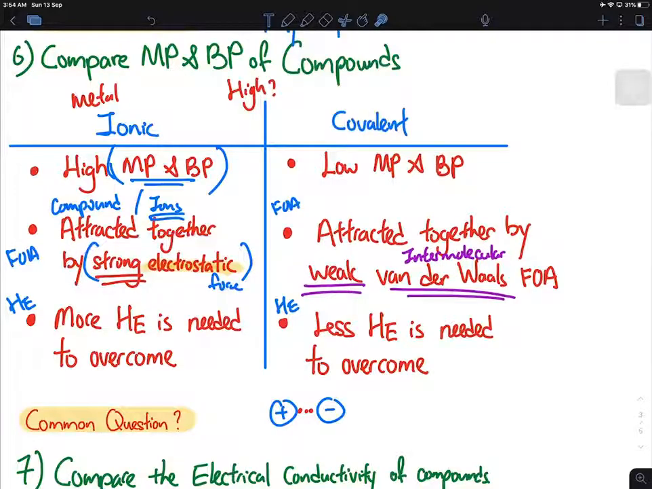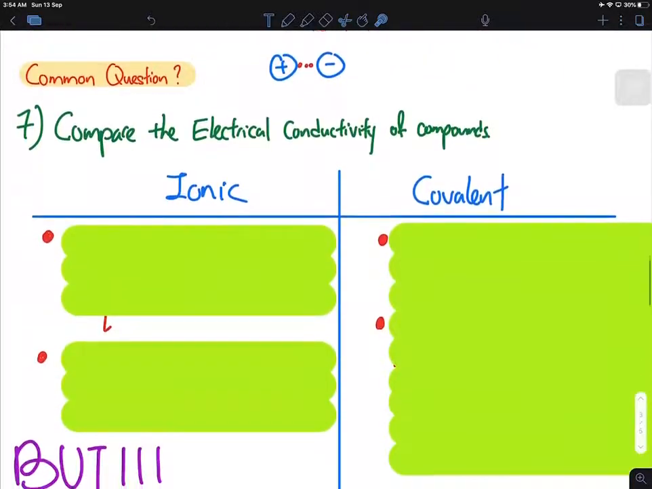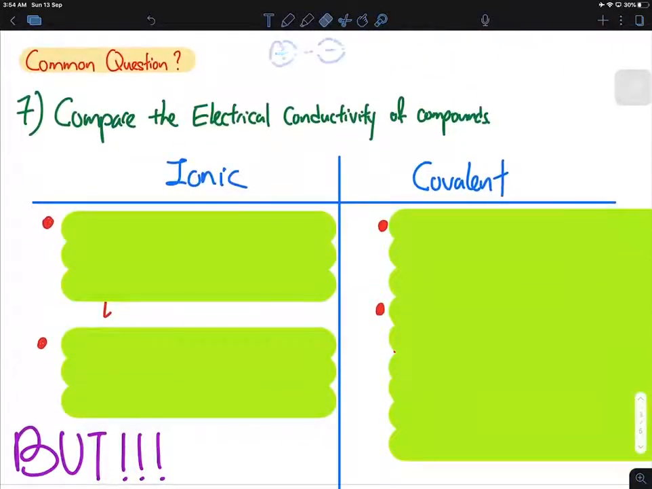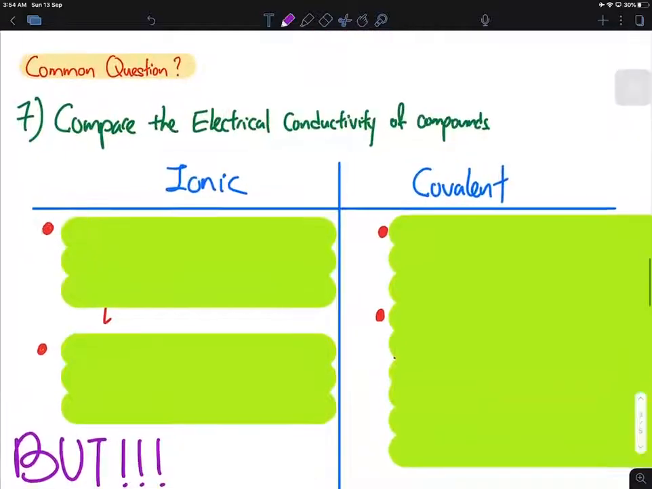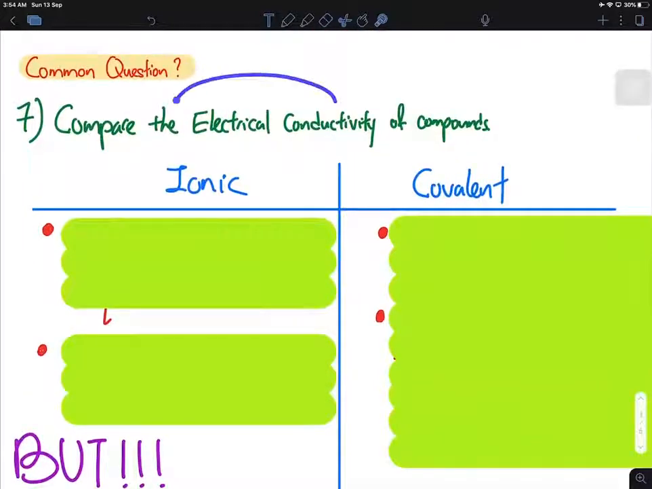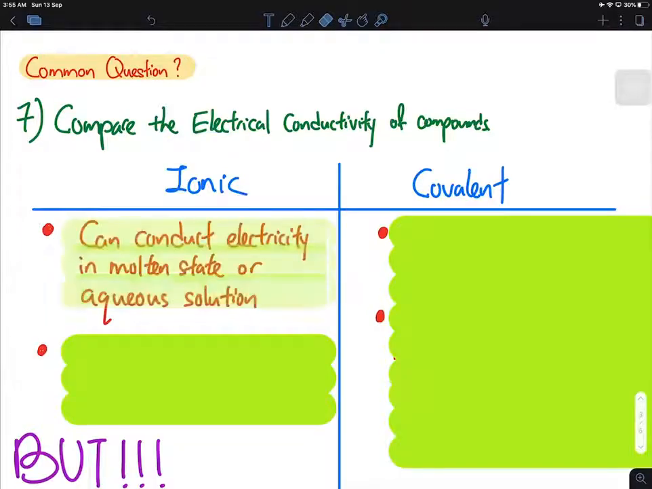Okay, so this is common question number 6. Common question number 7. Compare the electrical conductivity of the compound. Electrical conductivity means whether they can conduct electricity or not. So same, this is one of the physical properties as well. Ionic and covalent, again, which one can conduct, which one cannot? Ionic has metal, so it must be the one that can conduct electricity.